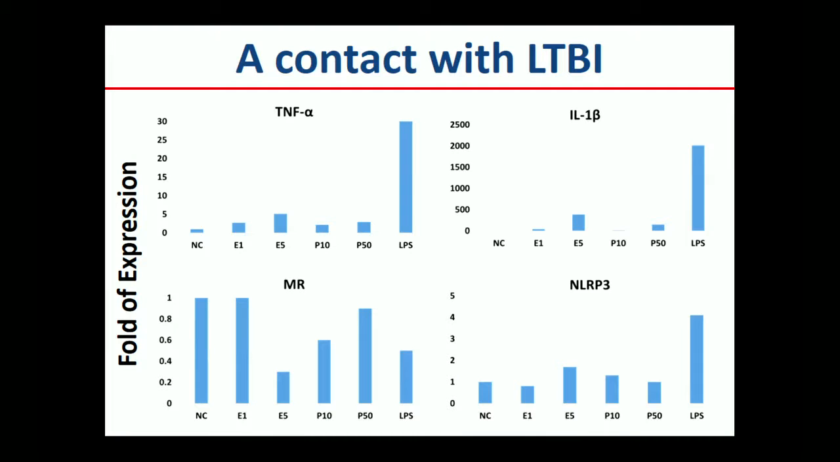And these slides demonstrate the results of qPCR in the contacts with latent infections. By comparing with GAPDH, you can see that the gene expression of tumor necrosis factor alpha and interleukin-1 beta is increased in a dose-response pattern. However, there is no significant change in the gene expression of the other 2 genes.